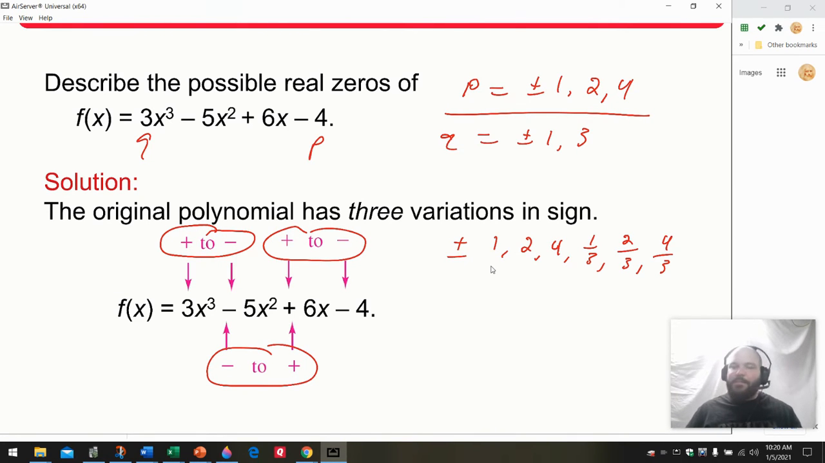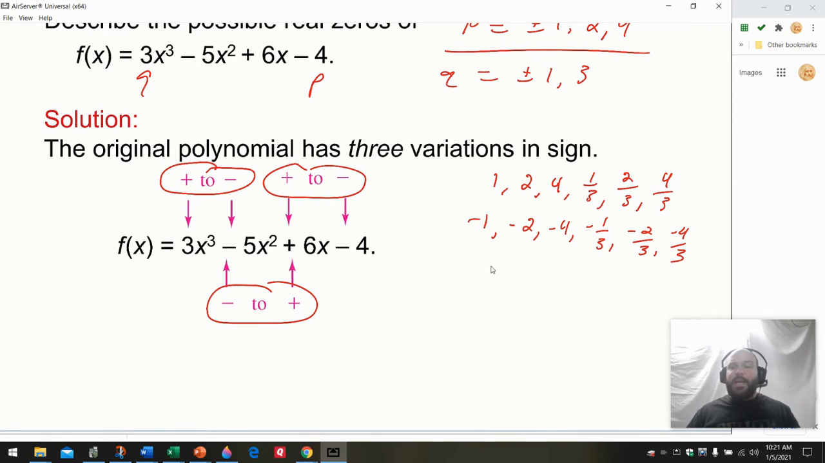Now, there are 6 numbers listed there, but when you actually write them out with their positives and negatives, there would be 12. And the numbers would be 1, 2, 4, 1/3, 2/3, 4/3, or -1, -2, -4, -1/3, -2/3, and -4/3. So if we list them out without just writing the plus or minus, you can see there's 12 numbers. That's a lot of numbers. There's a lot of fractions in there.